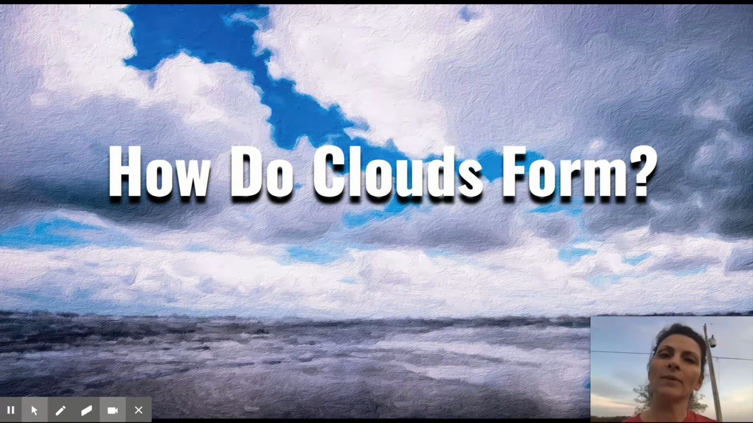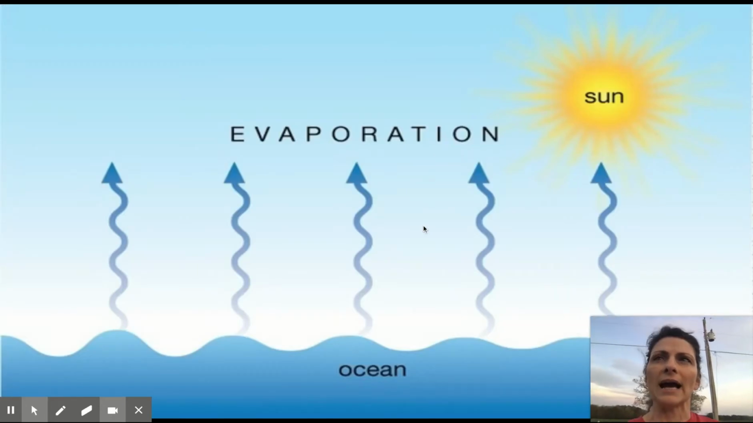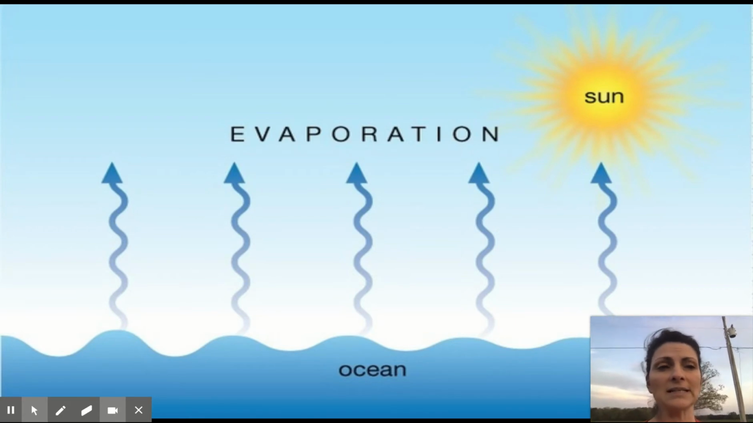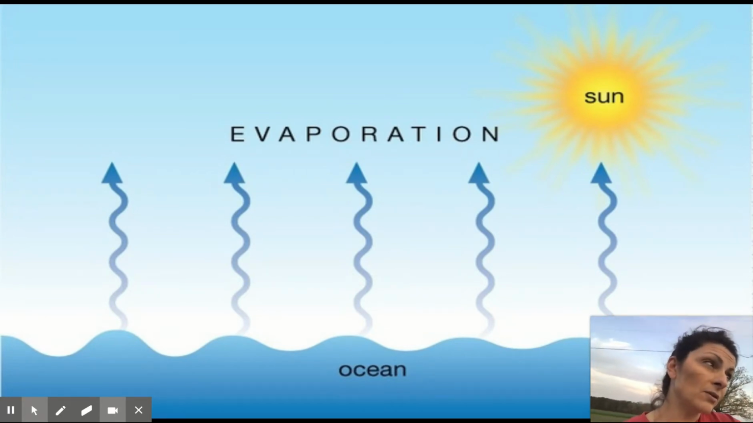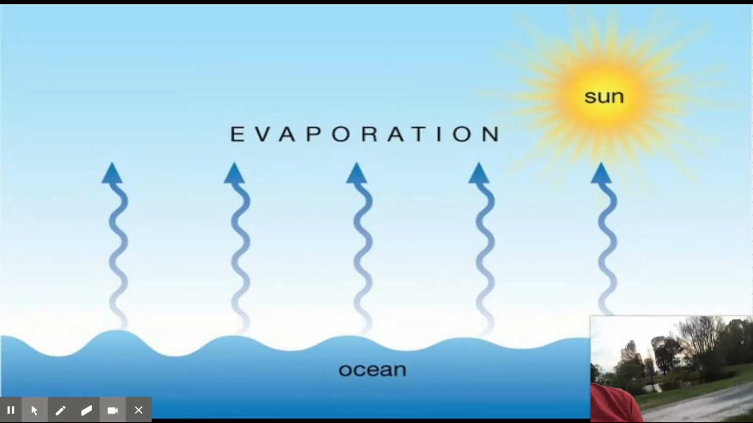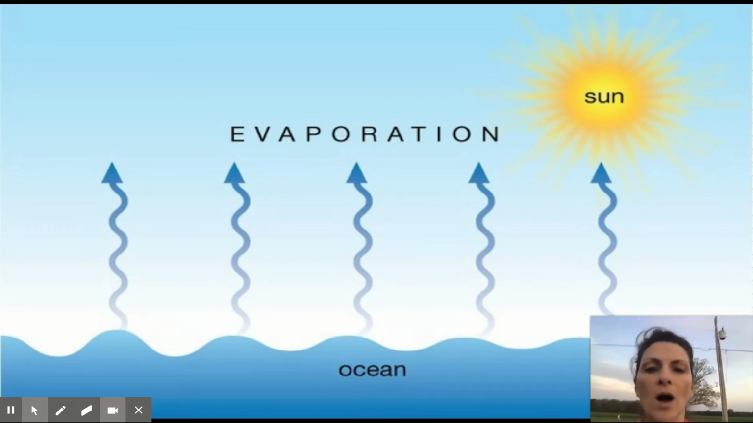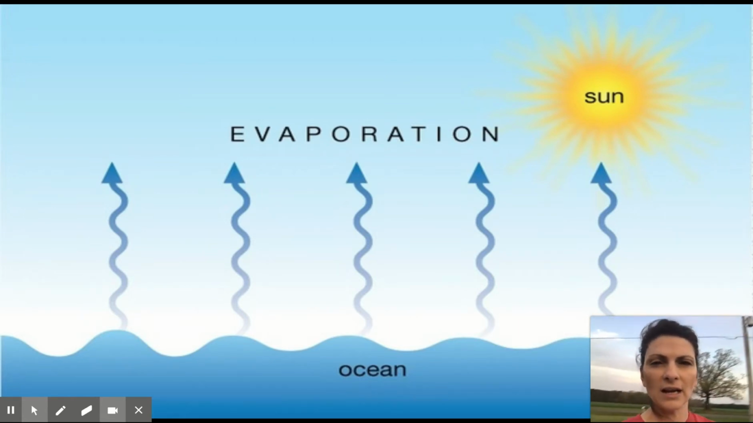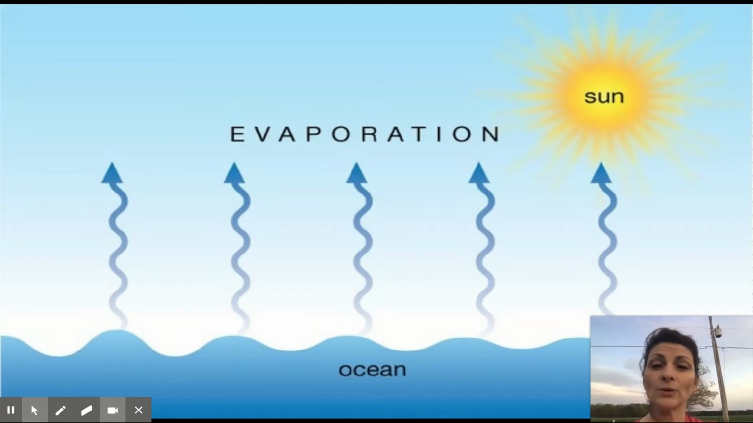Okay, so let's talk about how clouds form. I'm sure you've heard of the word evaporation. Now, evaporation means that when you find any kind of body of water, or even a puddle of water, or even this little pond over here, water evaporates into the air. And that means when the sun shines on it and it gets heated up, it starts coming up into the air and turns into a gas.